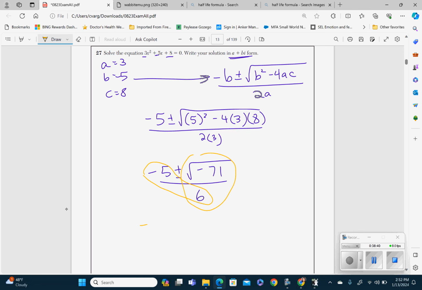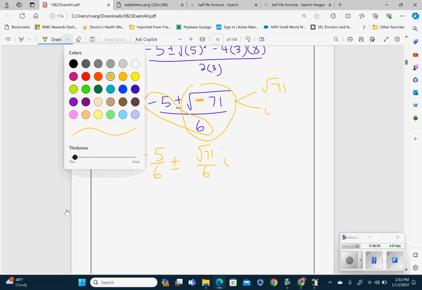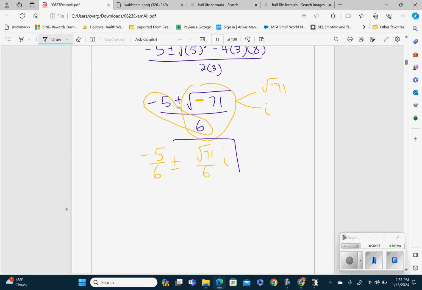So how should you write your answer? -5 over 6 plus or minus the square root of, right? Anytime you have a negative under a radical, an i comes out. And then this is the square root of 71 times i. So this is going to be radical 71 over 6 i. Okay, so this whole thing is your answer for this question. And you're done. Okay, that's how you get the full 2 points.